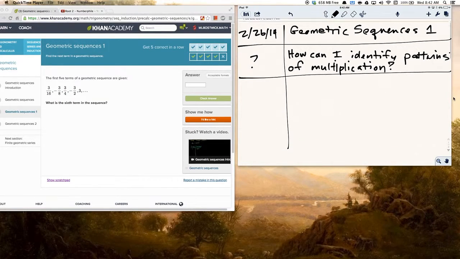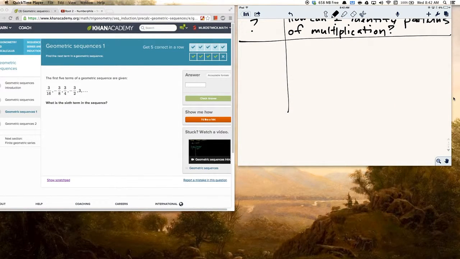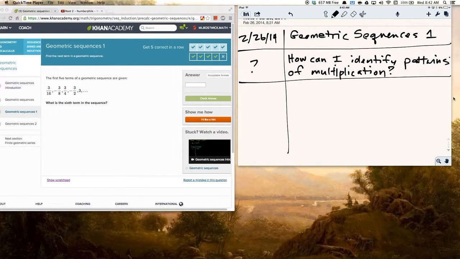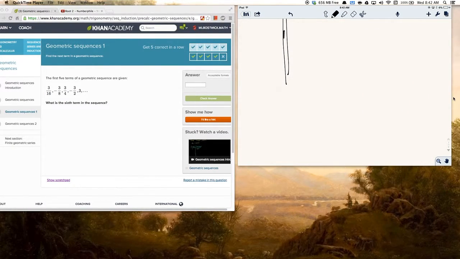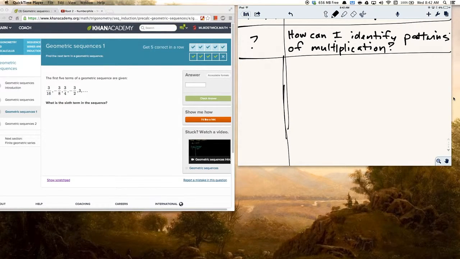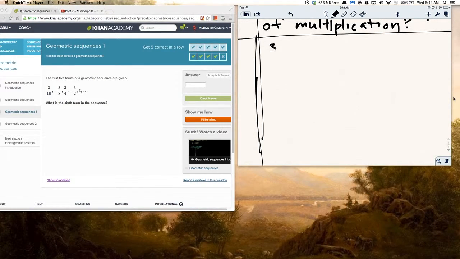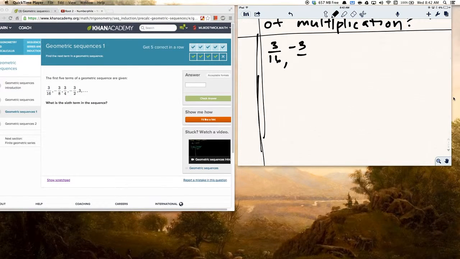And so I'm going to start, because Cornell Notes requires that we eventually fill in this left side with some important questions or something like that that we're going to use to summarize some of the data. I'm going to wait for a moment. I'm going to go ahead and write the problem here. 3/16, negative 3/8, 3/4, and then negative 3/2, and then 3. And we're supposed to find the next number.